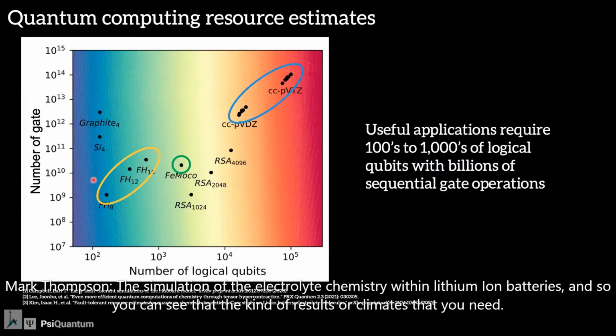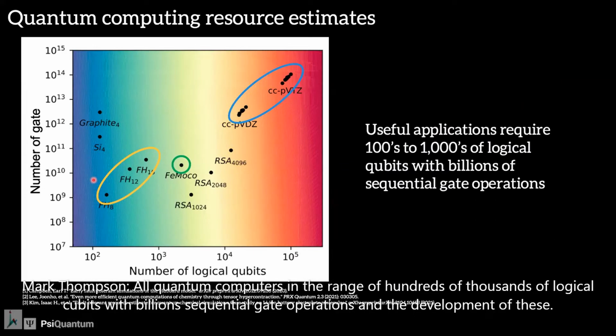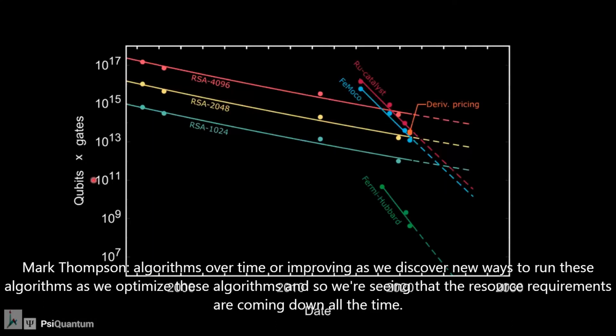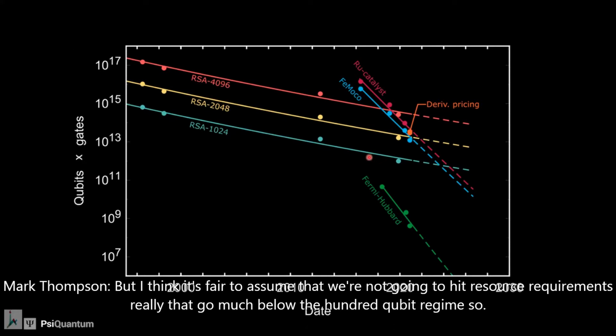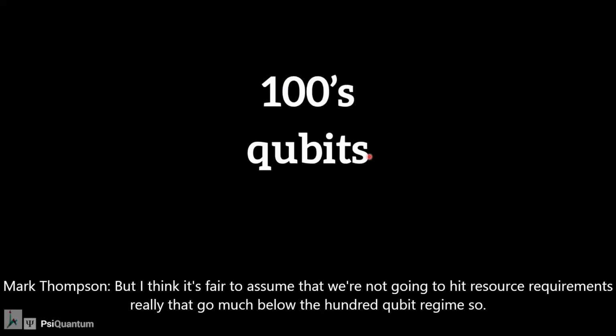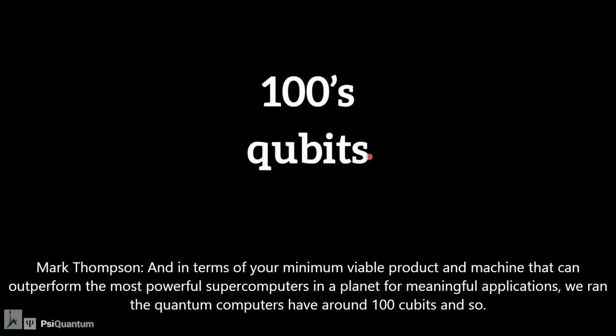And so you can see that the kind of resource requirements that you need are quantum computers in the range of hundreds to thousands of logical qubits with billions of sequential gate operations. And the development of these algorithms over time are improving as we discover new ways to run these algorithms, as we optimize these algorithms. And so we're seeing that the resource requirements are coming down all the time. But I think it's fair to assume that we're not going to hit resource requirements really that go much below the 100 qubit regime. So in terms of your minimum viable product, a machine that can outperform the most powerful supercomputers on the planet for meaningful applications, we really need quantum computers of around 100 qubits.